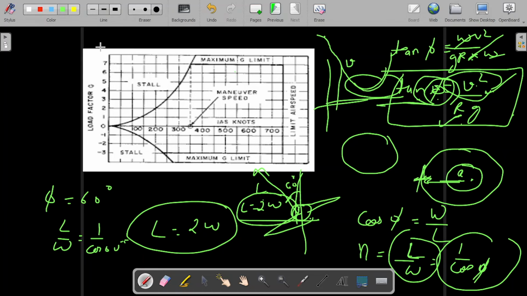So now coming to the topic of this video, that is the VN diagram. As you can see, velocity is on the x-axis, this is the indicated airspeed, that is 100, 200, 300, 400 knots, and this is the load factor, and this is the box in which the aircraft should be flying. If the aircraft is at a very high load factor and is flying at a very low speed doing a maneuver, then the aircraft will stall and fall.